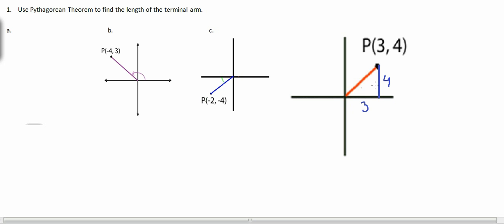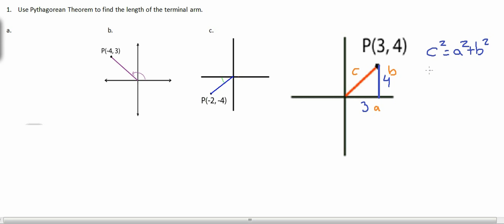And now I want to use this to find the length of the terminal arm. So Pythagoras' theorem is that c squared equals a squared plus b squared. We've probably used it quite a bit, but as a first step I always like to label the triangle that I'm working with. So I'll label this side as c, this side as a, and this side as b. A and b don't matter so much, but it is important that you remember that the hypotenuse is always c.